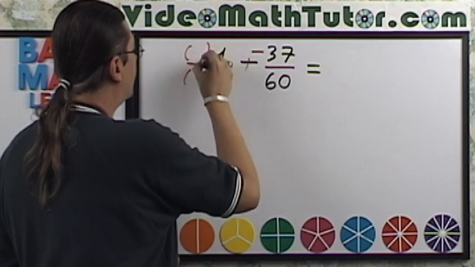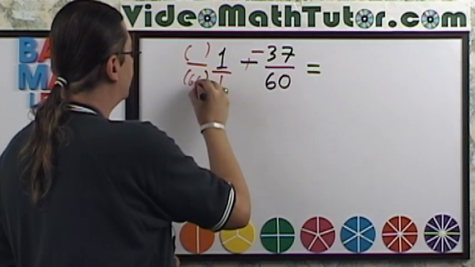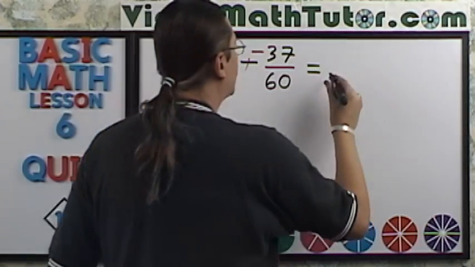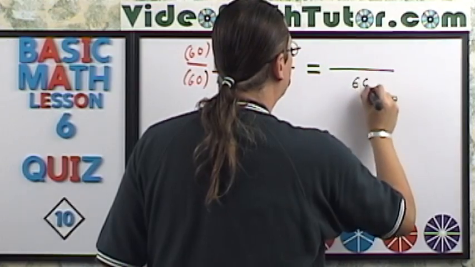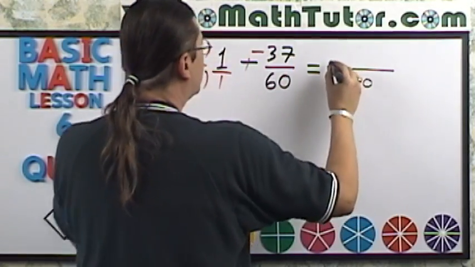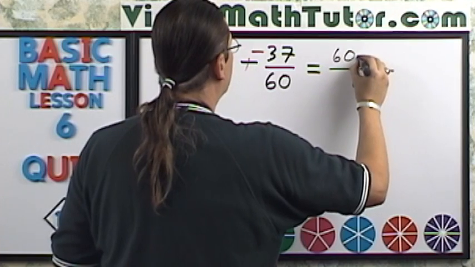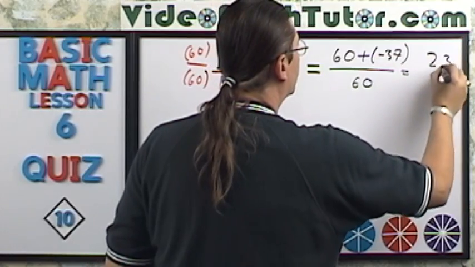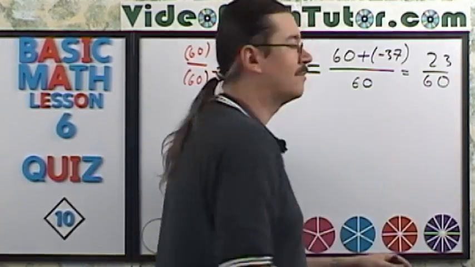So, well, between 1 and 60, it's going to be 60. So we have 60 down below. 1 times the 60 is going to be just 60. Plus negative 37 equals 23 60ths. That is our answer.